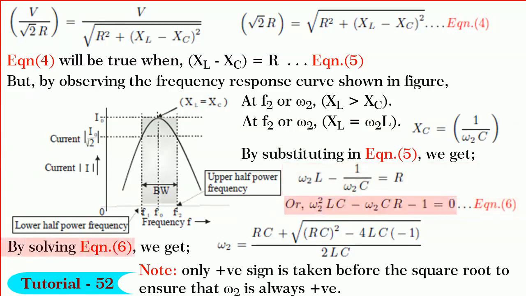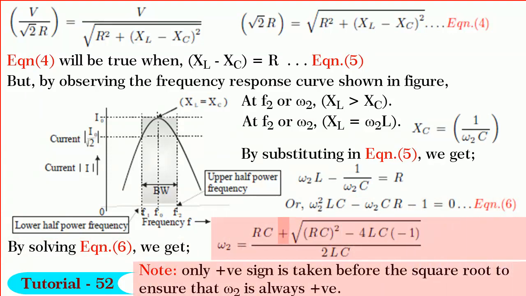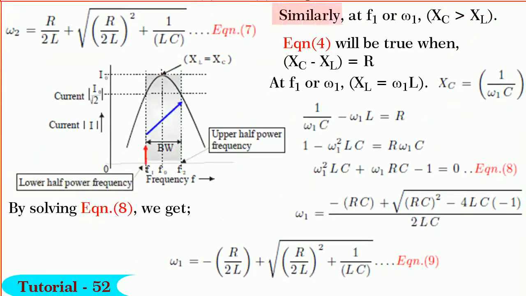By solving for the roots, we get omega 2 is equal to RC plus square root of RC square minus 4 into LC into minus 1, divided by 2 times LC. Note, only the positive sign is taken before the square root to ensure that omega 2 is always positive. Similarly, at f1, we find that XC is greater than XL. Hence, equation 4 obtained earlier can be written as XC minus XL is equal to R.